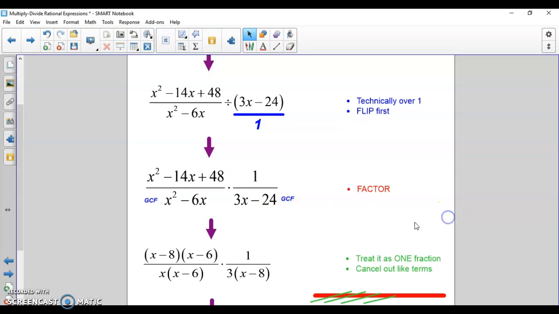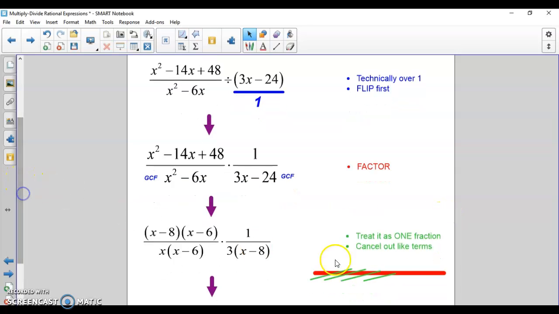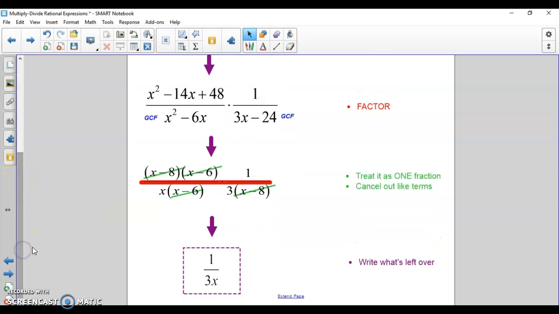We factor, treat it as one fraction, cancel out what we have, x minus 8, x minus 6s. This is the least I've been left with, and again, that's just fine. I'm left with 1 over 3x. I have an x here and I have a 3 here. Don't forget both of those. It's 1 over 3x. Alright. And that's all we got.